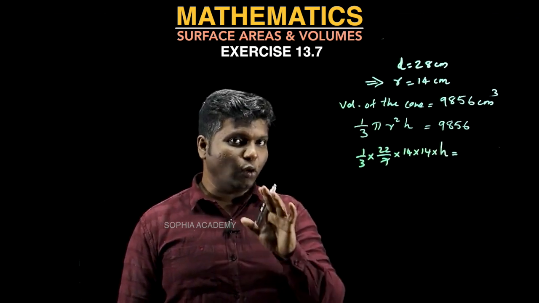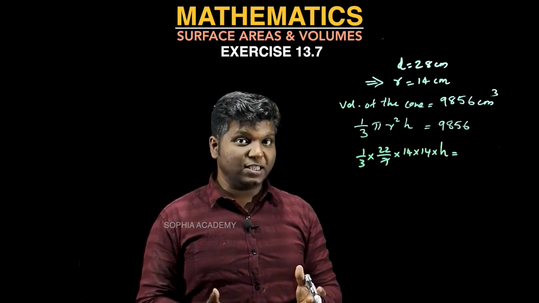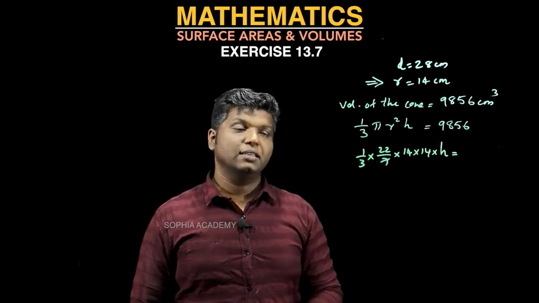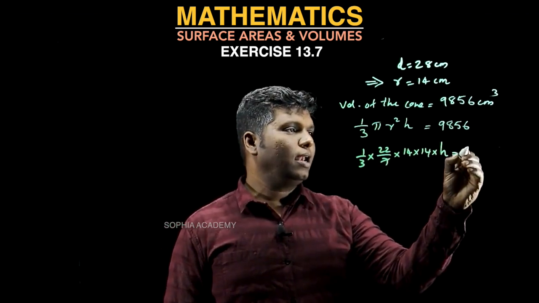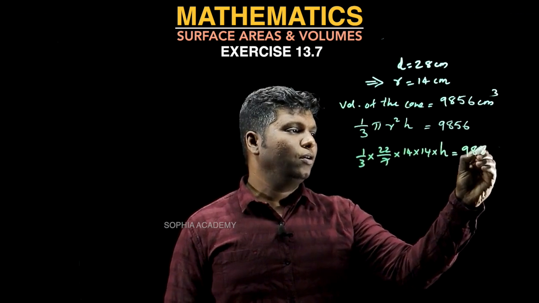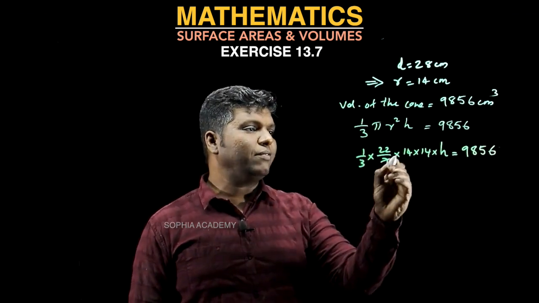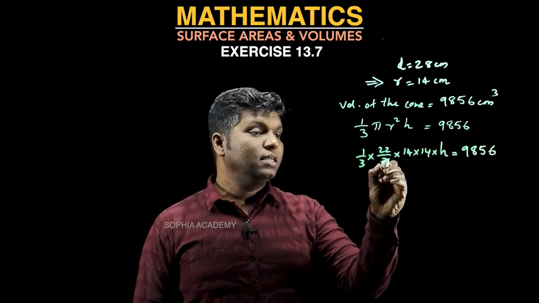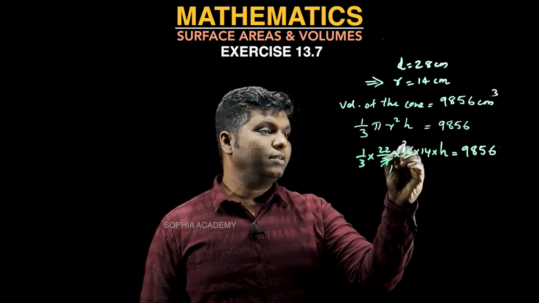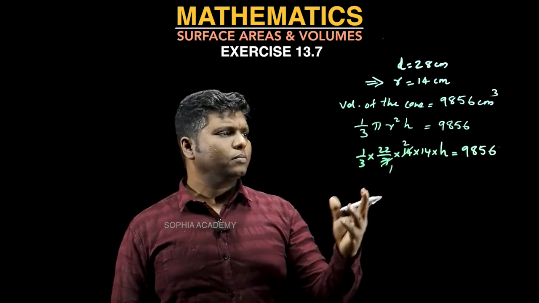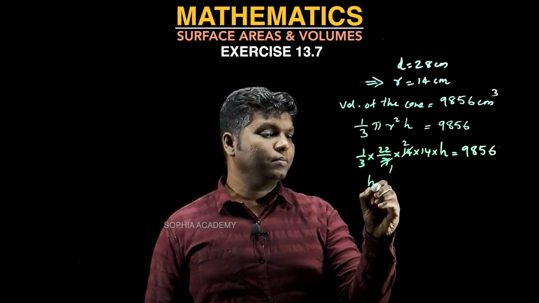Actually, the height of the cone is the first question, right? That's the first thing you have to find. So there it is: h is equal to 9856. Now 7 and 14 you can cancel, isn't it? 7 ones are 7, 7 twos are 14. Keep it there. We want h.